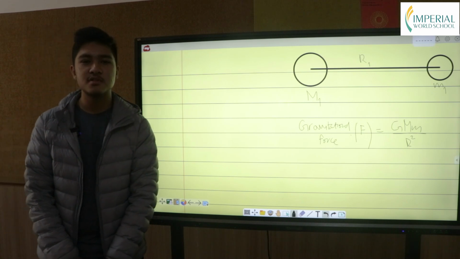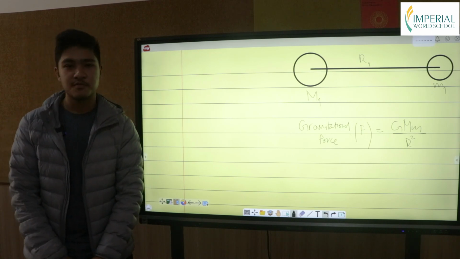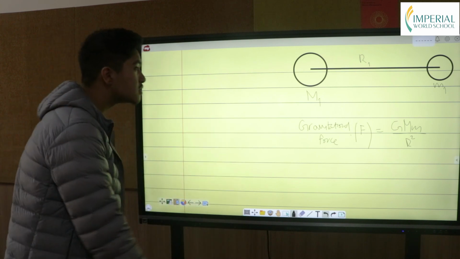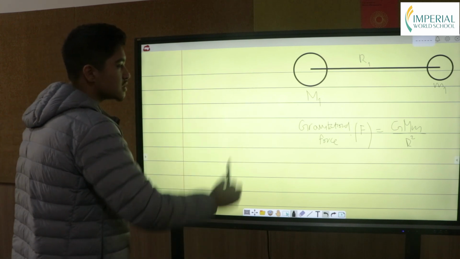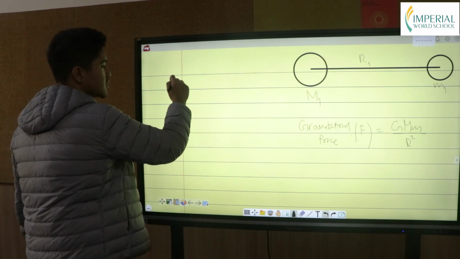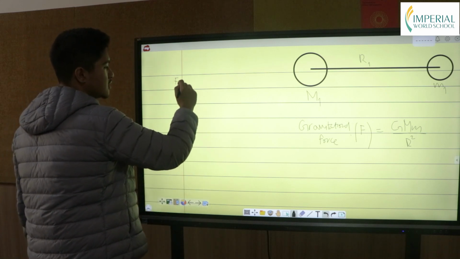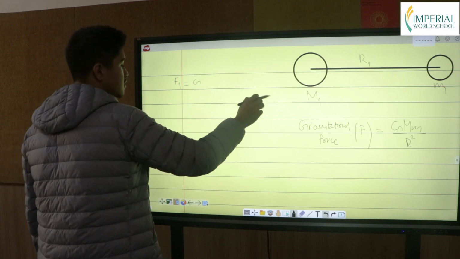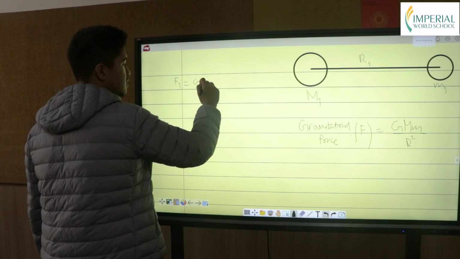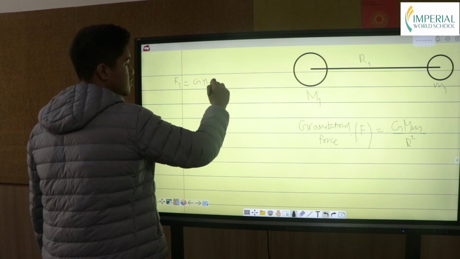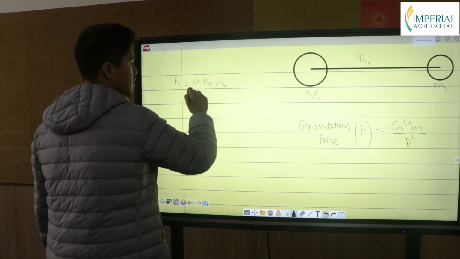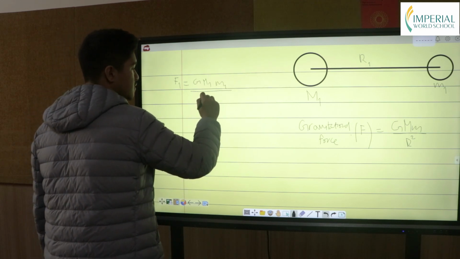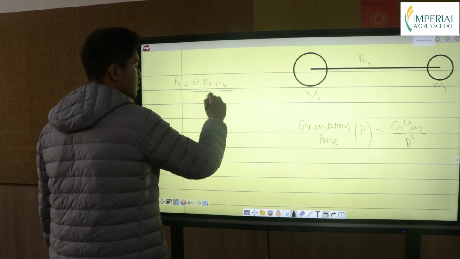So, from Newton's universal law of gravitation, we have a formula that is presented on the screen over here. To calculate the gravitational force between these two bodies, let's say the force is F1. So F1 is equal to G times the product of the masses of these two bodies, G times M1 into m1, divided by the square of the distance between the two bodies, that is R1 square.